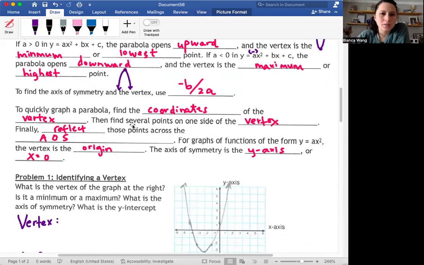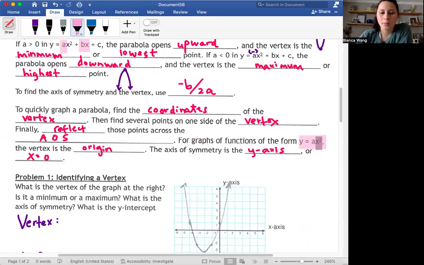To find the axis of symmetry and the vertex, use negative b divided by 2a. So we look back at the equation and find that middle term, negative b, divided by 2a. To quickly graph a parabola, find the coordinates of the vertex, then find several points on one side of the vertex, and finally reflect those points across the axis of symmetry. For graphs of functions of the form y equals ax squared, the vertex is the origin.